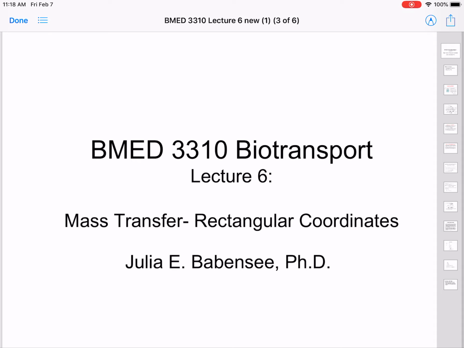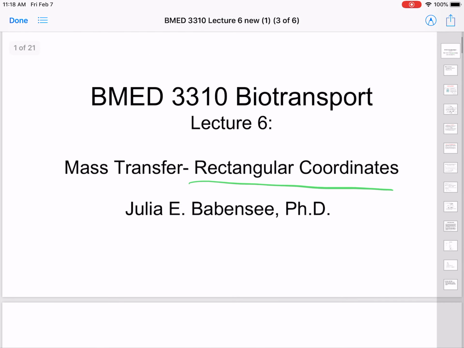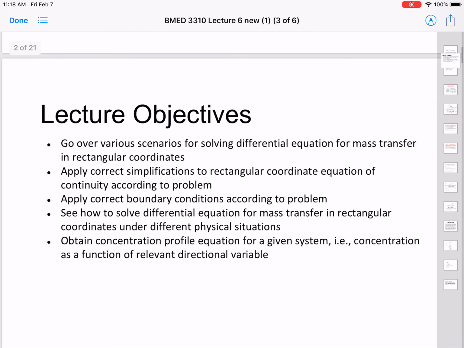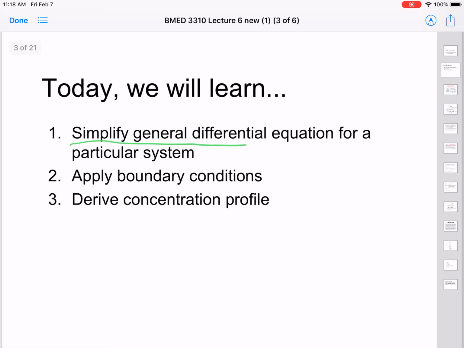All right, so this is the summary video for Lecture 6, where we're going to be doing some more examples using rectangular coordinates. So last time we did spherical, this time a different coordinate system. What we're going to do is simplify the general differential equation in rectangular coordinates, determine and apply the boundary conditions, and see the concentration profile. And remember, if you look at Lecture 5, it's exactly the same steps, different coordinate system.